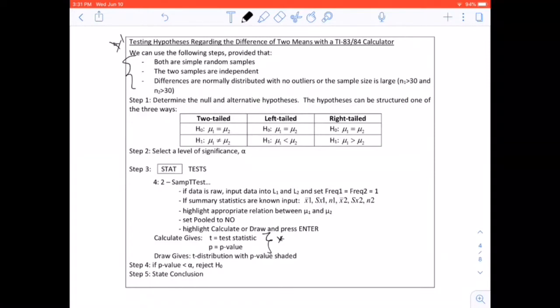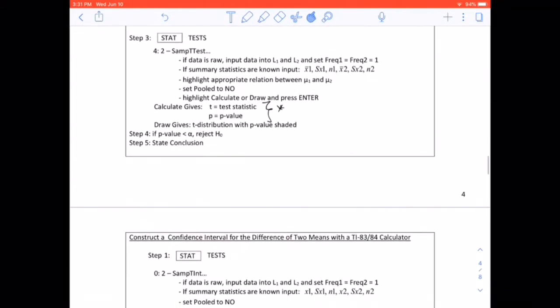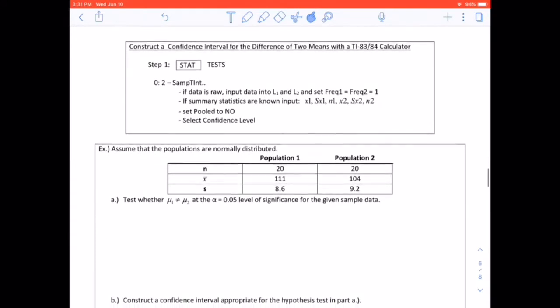And step 4 is, if the p-value is less than alpha, we reject H naught, and then we're going to have to state our conclusion, just like how we've been doing this entire semester.